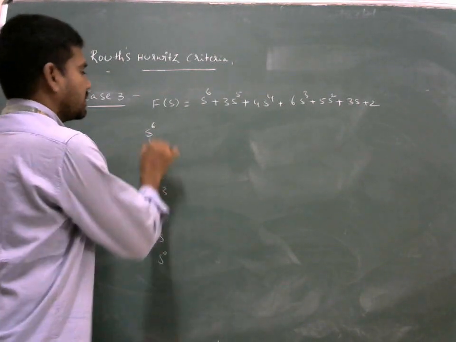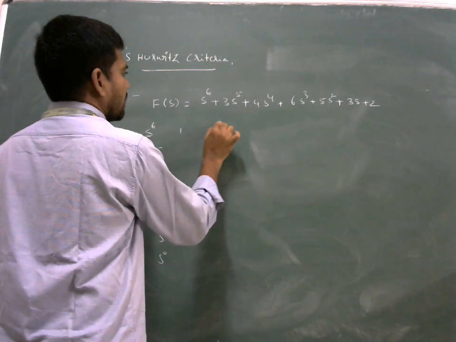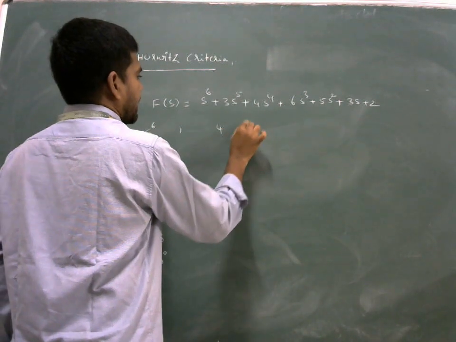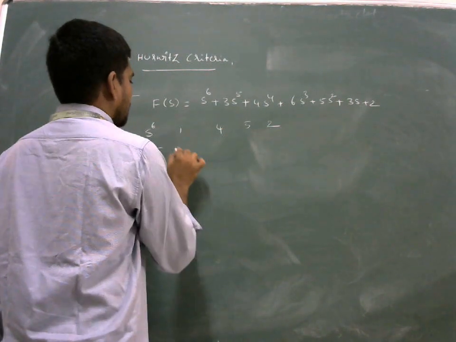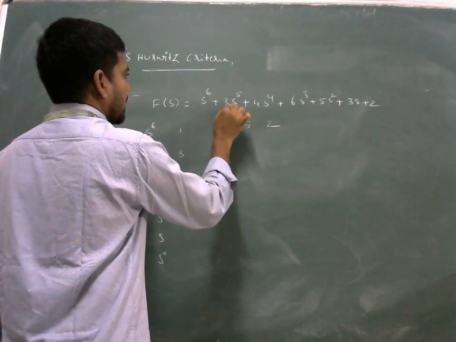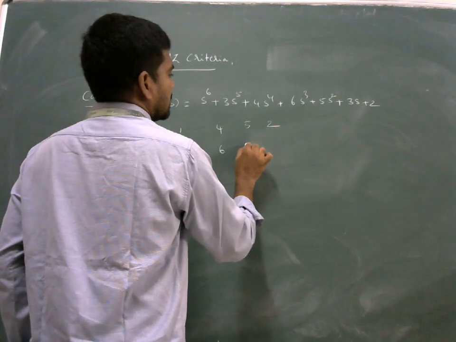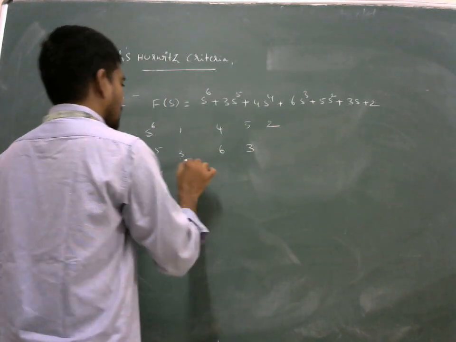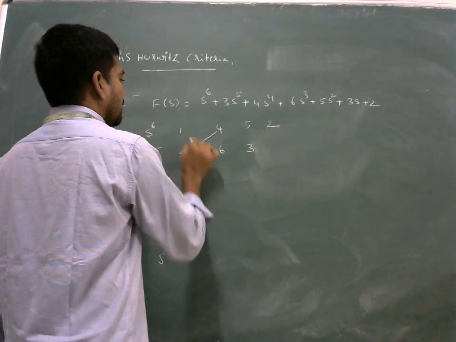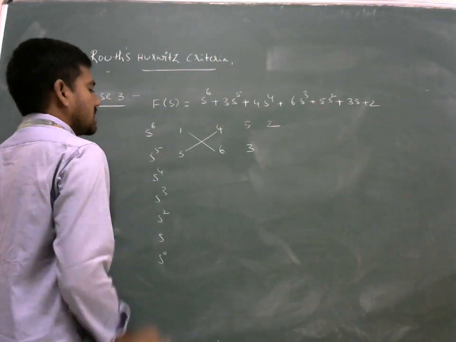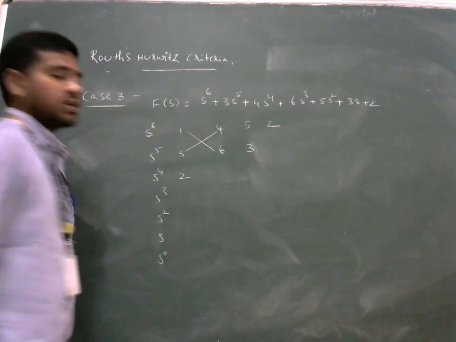Now what are the coefficients of s power 6? We write 1, 4, 5 and 2. And for s power 5, the coefficients we write are 3, 6 and 3. Now we check: 3 into 4 is 12, 12 minus 6, divided by 3, 2 we get.